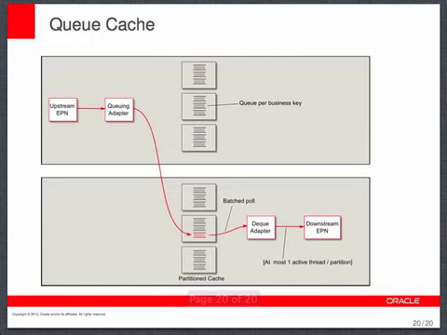So right up front, we have this thing called the queue cache, and we have an upstream piece of our event processing network, which has adapters which take the incoming events.